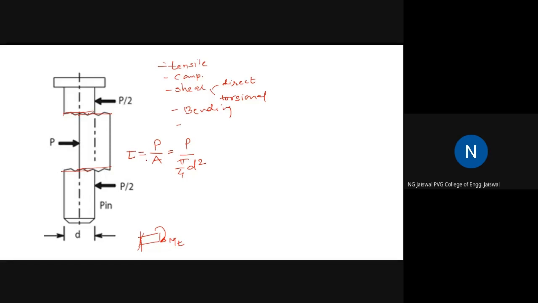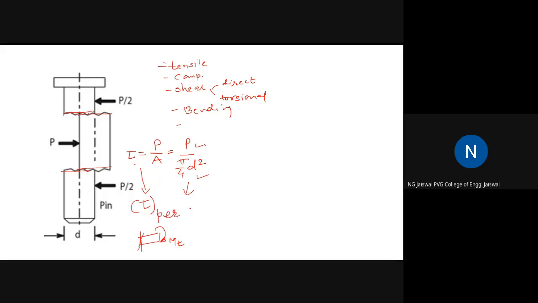If we want that this failure should not take place, then find out the diameter d. What will be the equation? Tau is equal to P upon pi by 4 d square. If d is unknown, P is known, tau must be known. What we do is equate this tau to the permissible tau. How we get the permissible tau is a different thing.